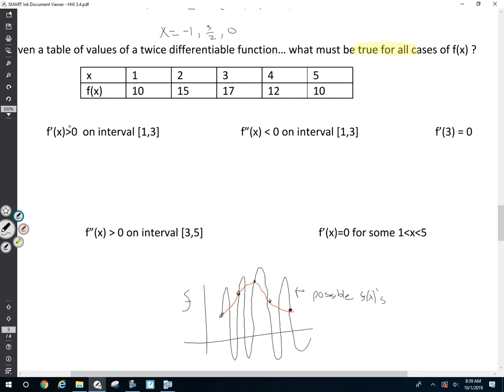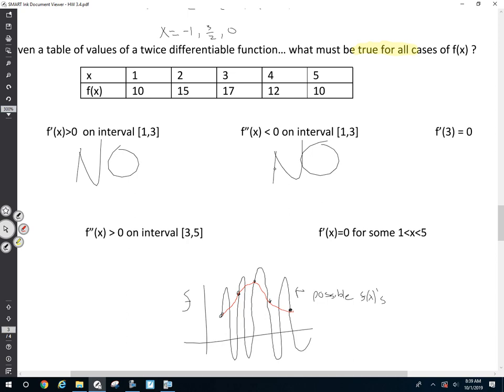So is f of x positive on the interval from 1 to 3? Well, if you think, oh yeah, 10 to 15 to 17, it is. No, not if I draw f like this. So no, that doesn't have to be true. Is the second derivative negative? Oh, well, it's like add 5, add 2, so maybe I'm actually concave down everywhere. No, it doesn't have to be. I'm concave up, concave down a lot. So don't assume things are going to be a nice, smooth connection.